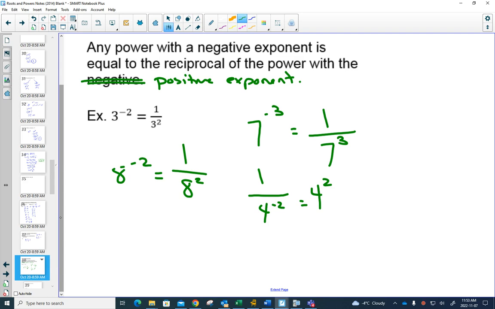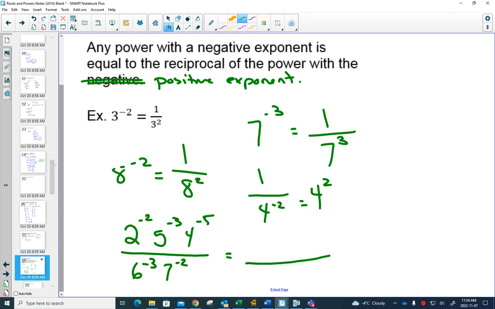You want a crazier one? A little bit crazy? What could you do with 2 to the negative 2, 5 to the negative 3, 4 to the negative 5 over 6 to the negative 3, 7 to the negative 2? Well, you could write the 2 to the negative 2 as 2 squared on the bottom. The 5 to the negative 3 as 5 cubed on the bottom. And 4 to the negative 5 as 4 to the 5 on the bottom. The 6 to the negative 3 on the bottom can be 6 cubed on the top. And 7 squared on the top.